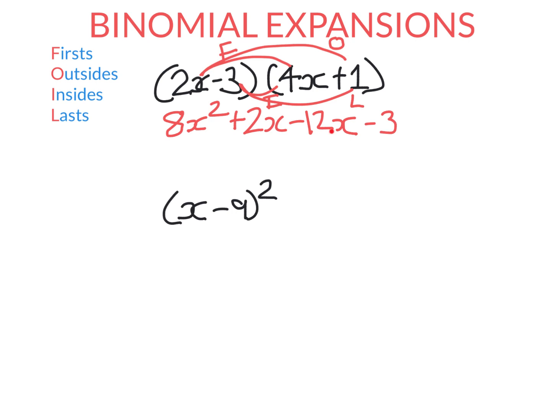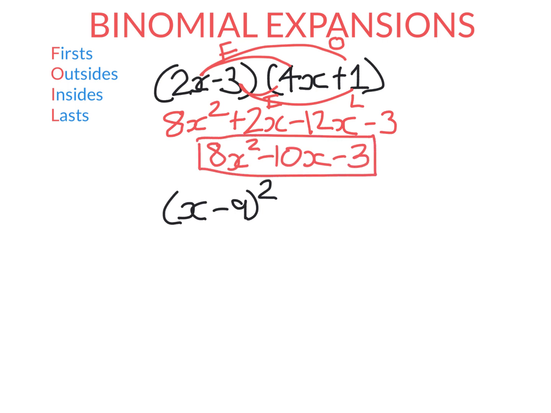So here we have two like terms, 2x and -12x. Note that this and this are not like terms. This has two x's, this one doesn't. Only these are the like terms. So we're going to leave the 8x squared alone. 2x minus 12x is -10x, and we're going to leave the -3 alone because it has no like terms. This is our final answer.